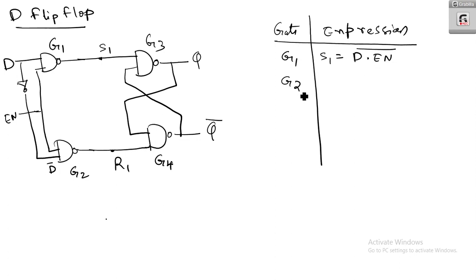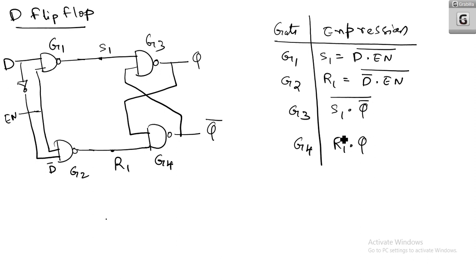For gate 2, what is the expression? R1. What is R1? R1 is equal to (D bar dot enable) the whole bar. And what is the output of gate 3? Output of gate 3 is (S1 dot Q bar) the whole bar. And the output of gate 4? That is (R1 dot Q) the whole bar.